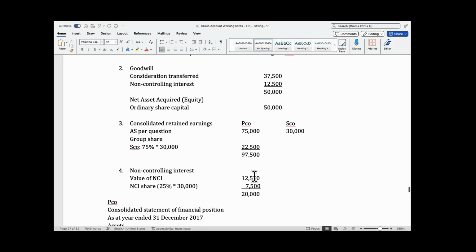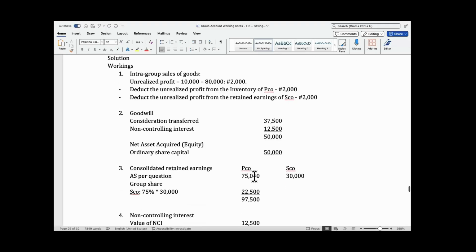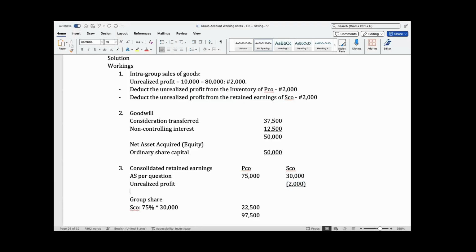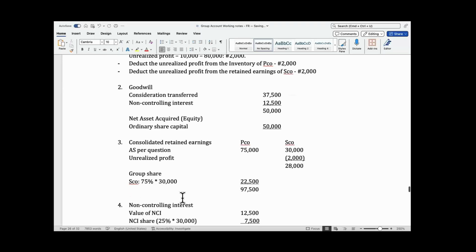Oh, I made a mistake here. Just remembered now. We removed from inventory. We didn't remove from retained earnings. So unrealized profits, that's from the last correction. We didn't remember to remove this 2,000. So that brings this one down to 28,000. That means what we are sharing. And I'm removing it from retained earnings of ESCO because it was ESCO that made the profits.